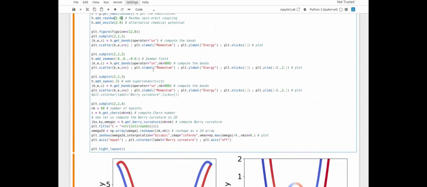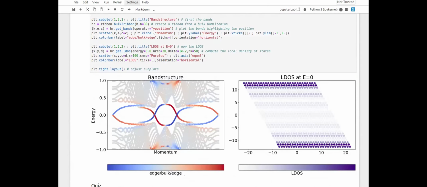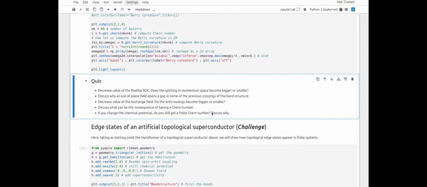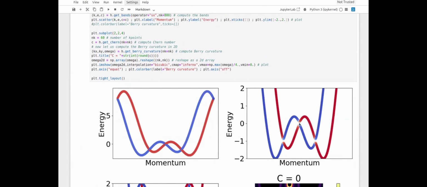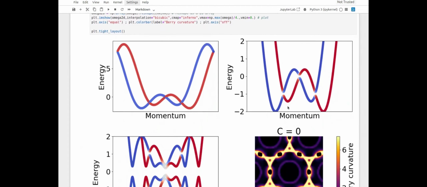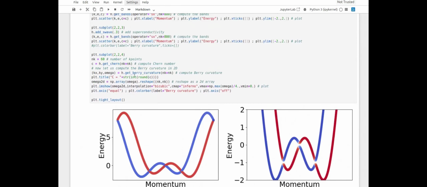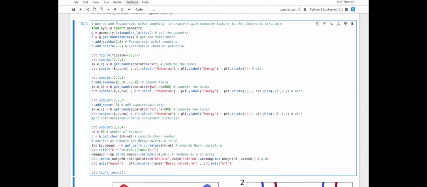So this is something that we can see very easily. We can take a small exchange field, which is this parameter over here. If we take, for example, 0.1, then the anti-crossing in the bands becomes smaller, right? So now this anti-crossing here is very, very small. And so, of course, to get a topological superconducting state, we want to have a large splitting. So we can put it back at 0.6.